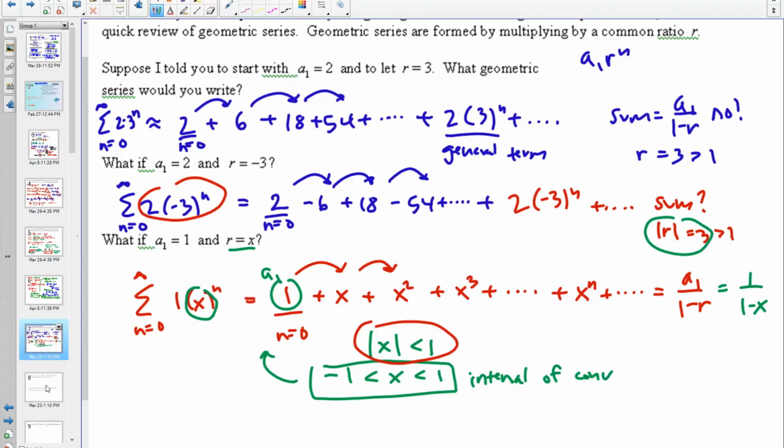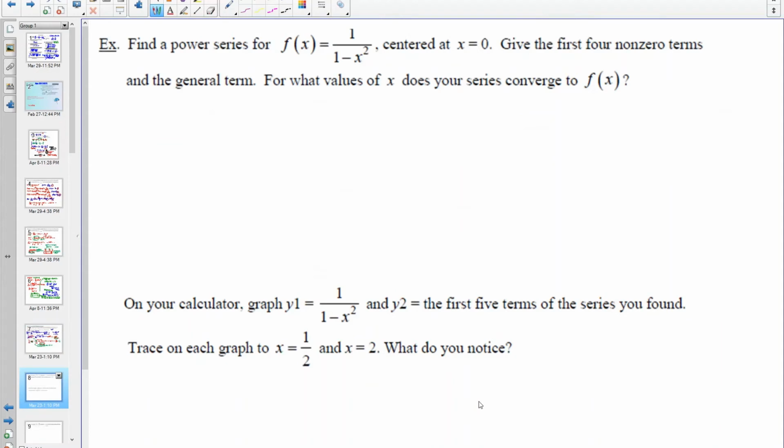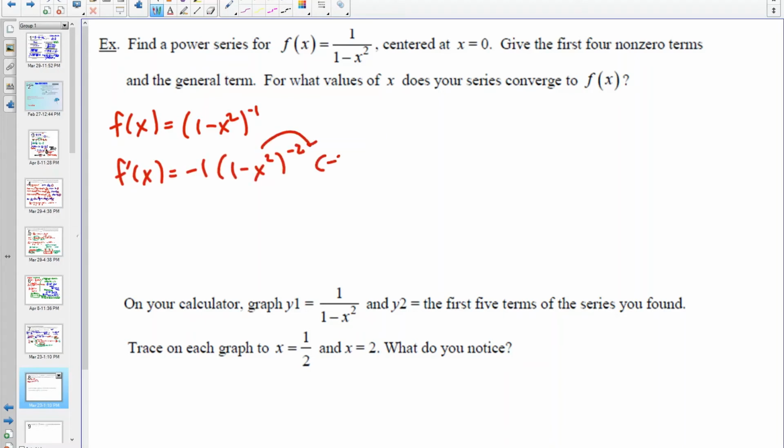All right, so let's look at a type of question you could be asked. You could be asked, find the power series for this centered at 0. Of course, you could do f of x equals 1 minus x squared raised to the negative 1, then take the derivative of that, and then plug in your center. You can do all of this, but today we're doing a shortcut.